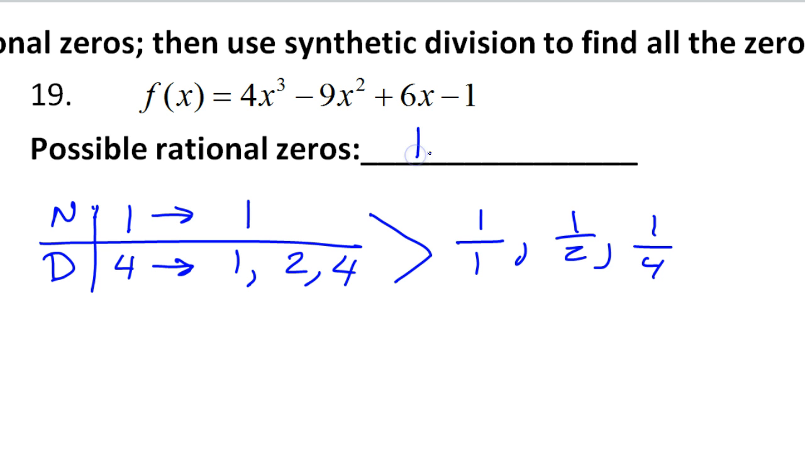So tell me why I would not get full credit if I put 1, 1/2, and 1/4. Why did I just get half credit just now? Yeah, because they're all plus or minus. They're all plus or minus. Okay? So that's it. Those are the possible rational zeros. That doesn't mean they're all zeros. It just means that they're the only ones that are like even fractions. Any other ones would be irrational or imaginary.